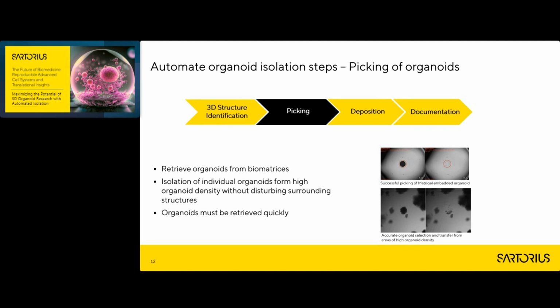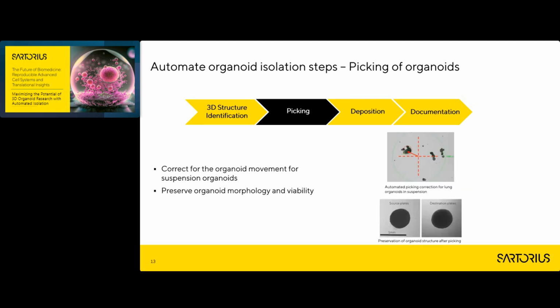It is also important when picking organoids from biomatrix that the process does not disturb surrounding structures or critically damage the biomatrix itself. In the bottom right panel, you can see an example of organoid retrieval without perturbing surrounding organoids. Additionally, organoid isolation has to be a quick process so that organoid viability is not impacted by populating of multi-well plates.